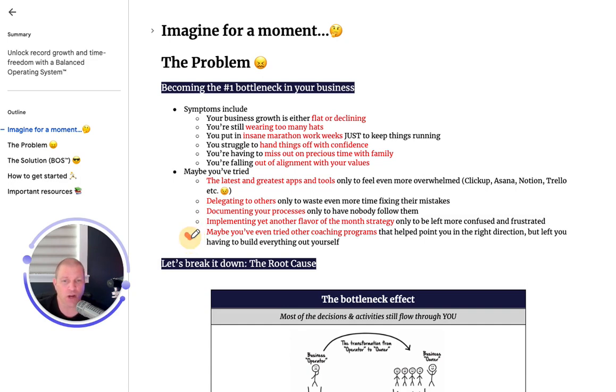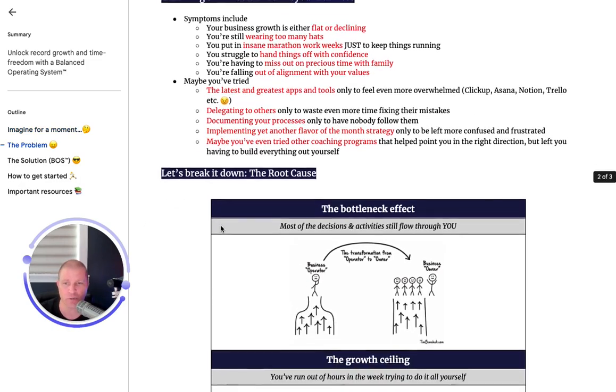And lastly, you might have tried another coaching program that helped to point you in the right direction, but left you having to build everything out yourself. So back to that trial and error experimentation.